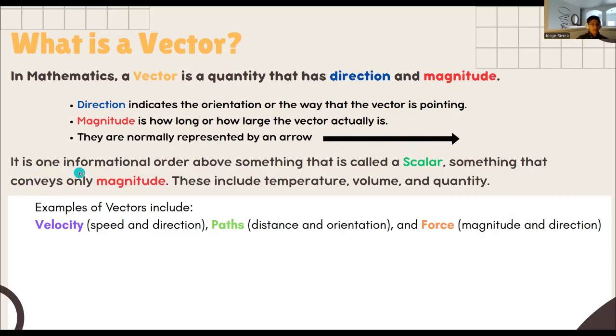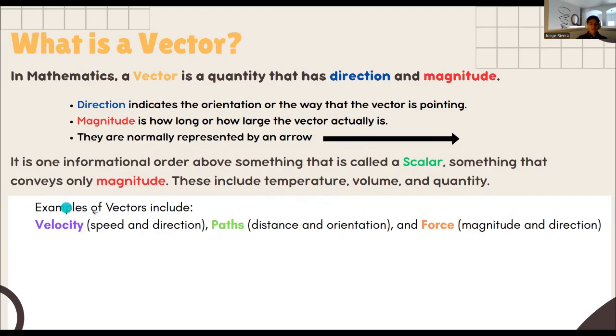It is one informational order above something that is called a scalar. A scalar is something that only conveys magnitude. Magnitude is how big or how much stuff a certain quantity has, and that's a scalar. But what a scalar doesn't have is direction. Some examples of scalars are temperature, volume, and quantity. You can only have an amount of temperature. It can be 40 degrees, but it can't be pointing 40 degrees. You can't point it anywhere, right?